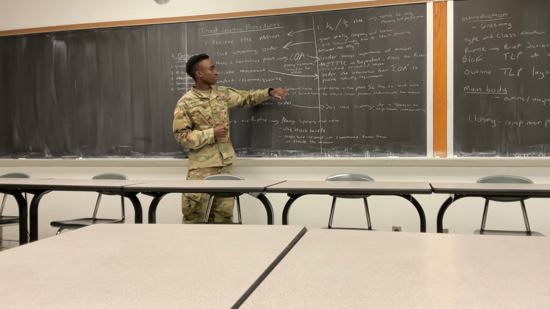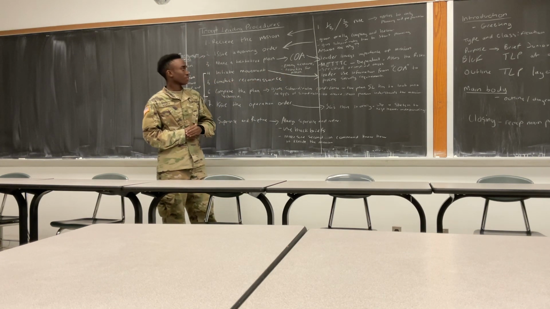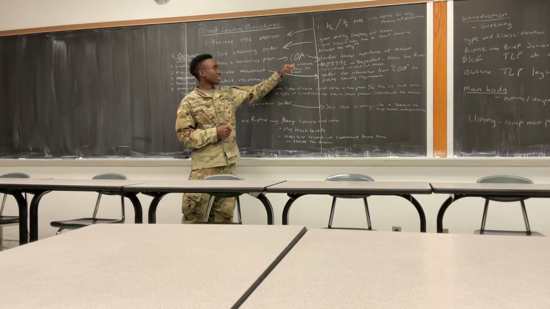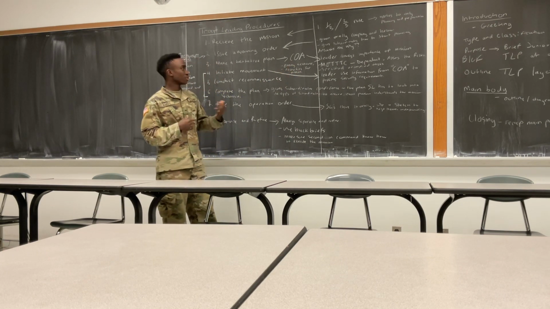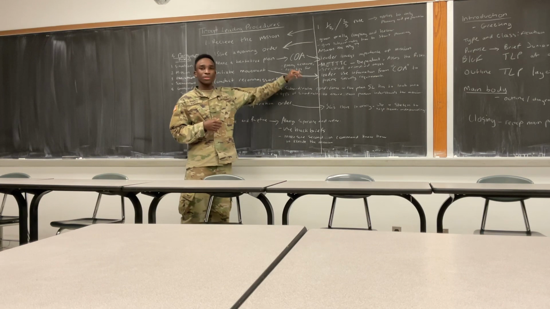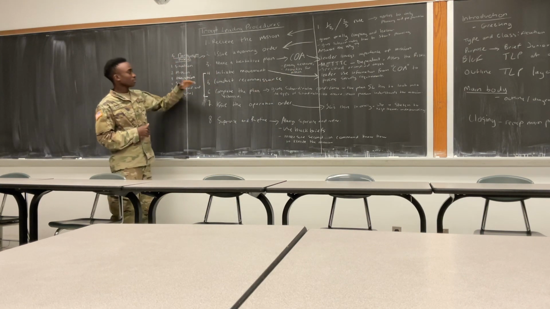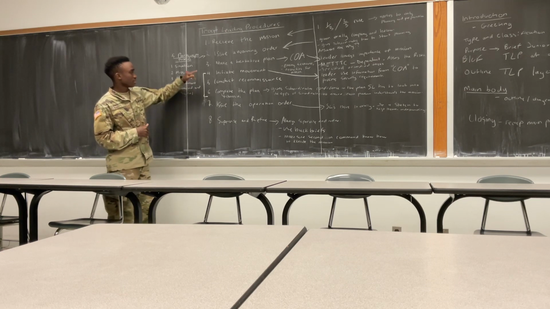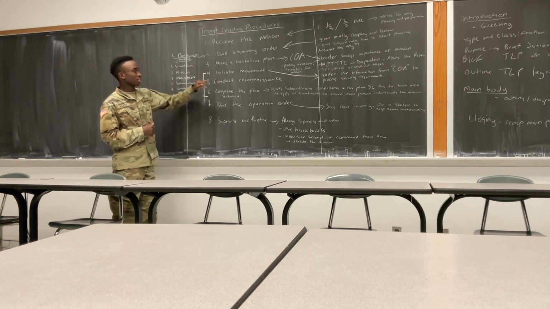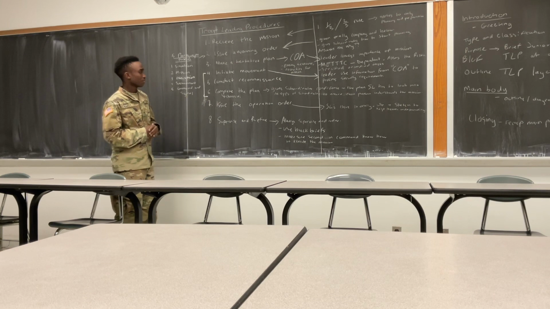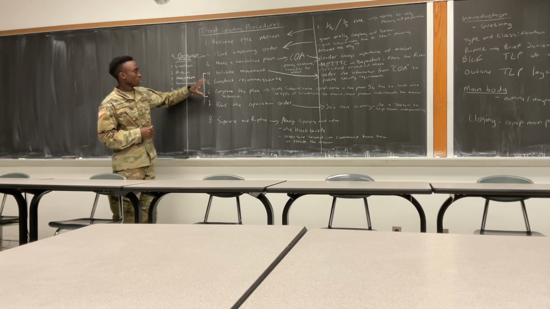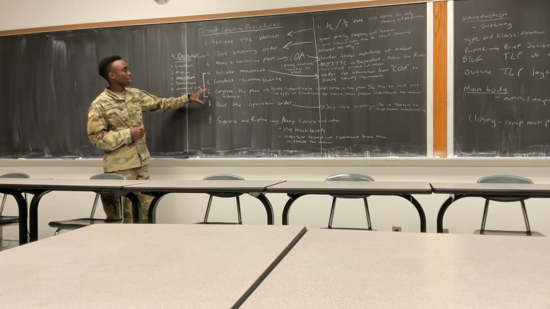Course of action, that's where, as a squad leader, you assess the enemy's weakness, your strengths and weaknesses, necessities for the mission, what do you need to carry out that mission. And then moving on to the next 4 bullet points: initiate movement, conduct reconnaissance, complete the plan, and issue the operations order. These 4 actually work hand in hand.